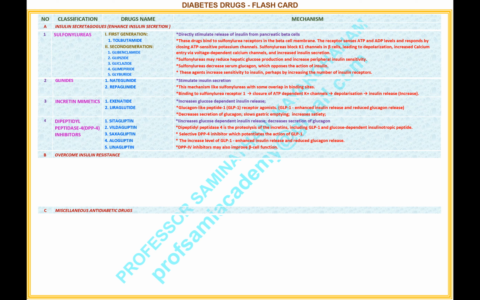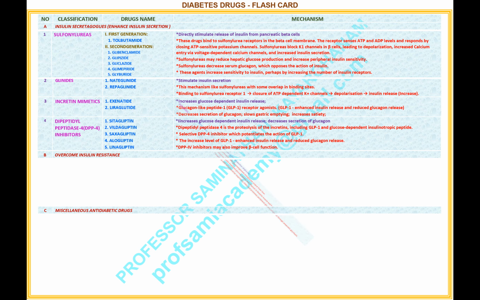The detailed mechanism: dipeptidyl peptidase 4 is responsible for the proteolysis of the incretins, including GLP-1 and glucose-dependent insulinotropic peptides. Selective dipeptidyl peptidase 4 inhibitors potentiate the action of GLP-1. The increased level of GLP-1 enhances insulin release and reduces glucagon release. DPP-4 inhibitors may also improve beta cell function.